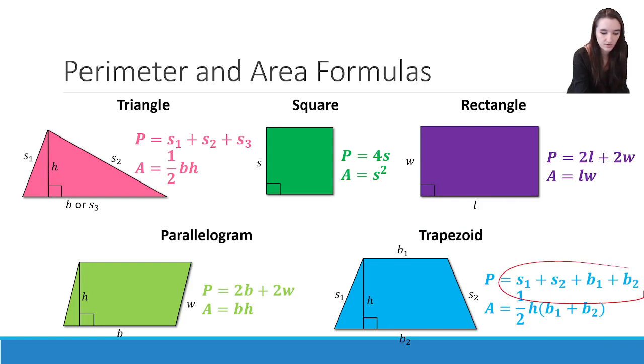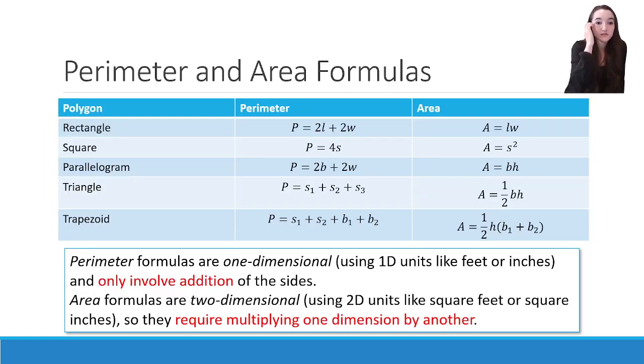Then, of course, our perimeter is, once again, add up everything outside. So the height has nothing to do with the perimeter because the height is not actually a side of this trapezoid, just like it wasn't a side of the parallelogram or the triangle. So once again, here we have the perimeter and area formulas all summed up.